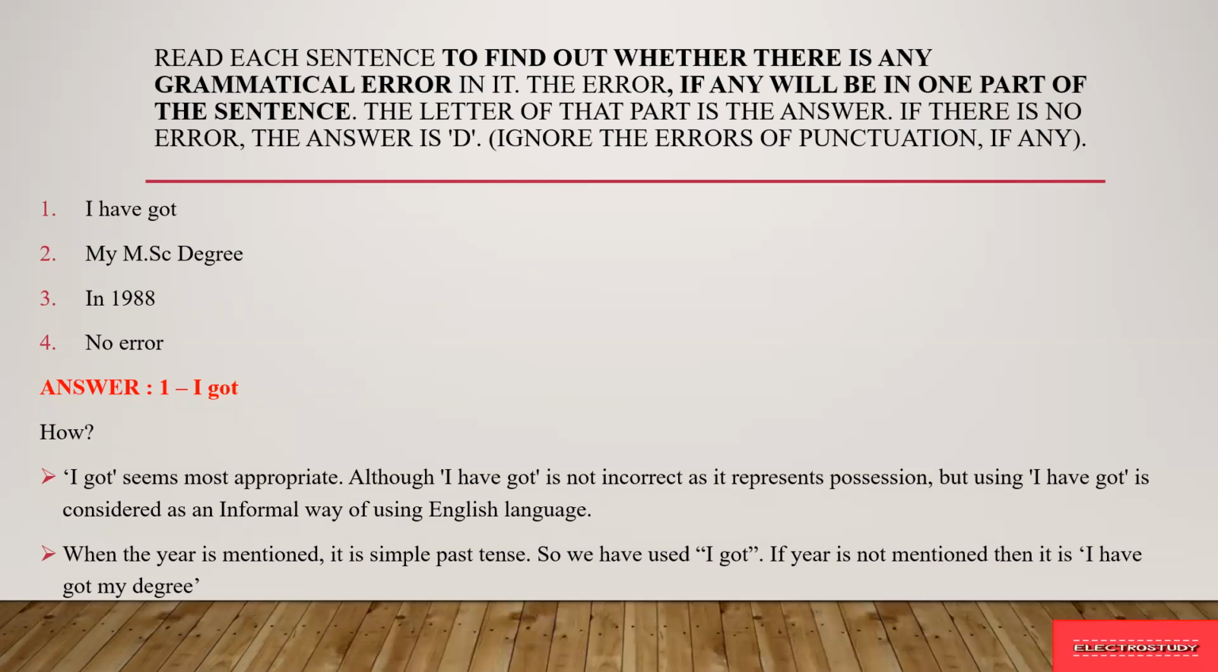When a year is mentioned, it is some past tense, right? In 1988, so somewhere past tense. So we have to use only "I got." If the year is not mentioned, "I have got my MSc degree," that's all, finished. That time it will come as "I have got." Now, when the year is mentioned, then "I got my MSc degree" when you are explaining. That's all. Got it?